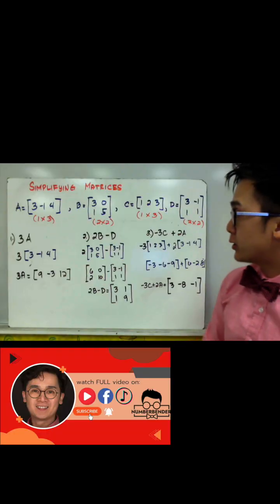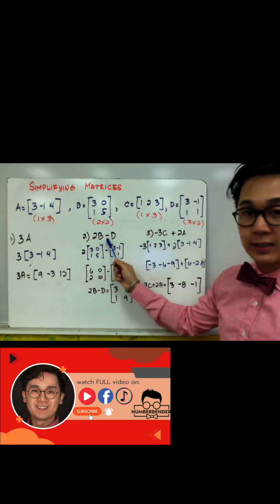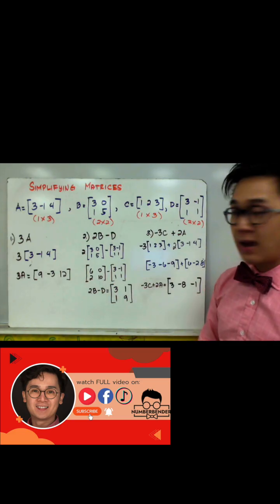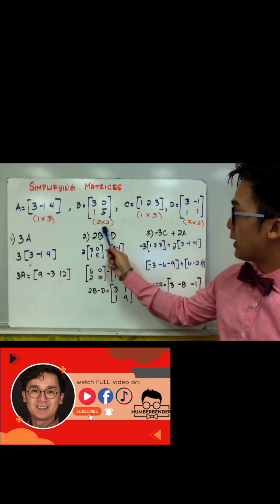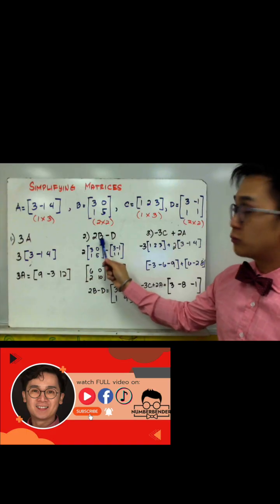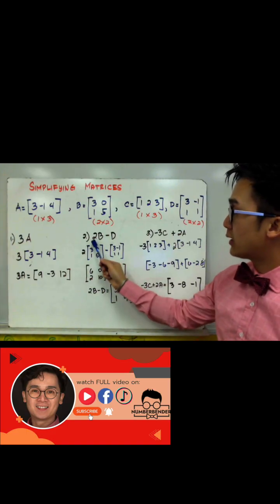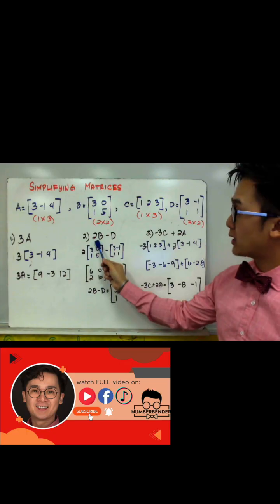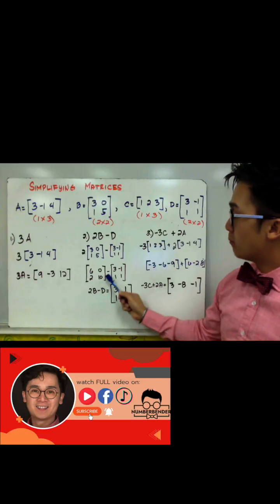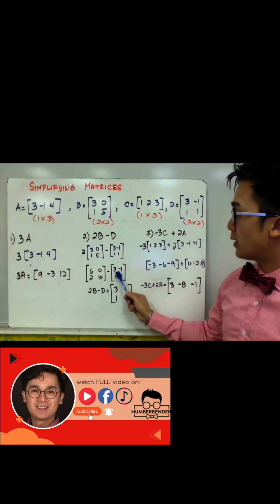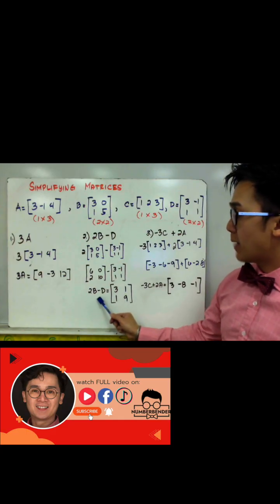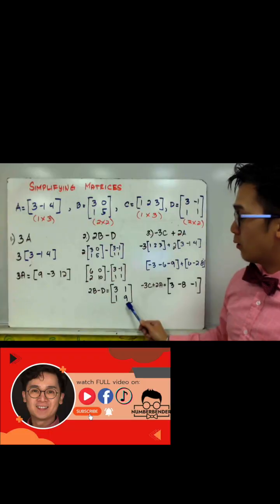Now for example number 2, we'll perform 2B minus D. We first need to check if matrix B and matrix D have the same order. B is a 2 by 2 and D is another 2 by 2. So it's possible to subtract the two matrices. First you need to simplify the scalar multiplication by distributing 2 to matrix B, and you'll have 6, 0, 2, and 10, minus matrix D, which has 3, negative 1, 1, and 1 as its entries. So 2B minus D will give us 3, 1, 1, 9.